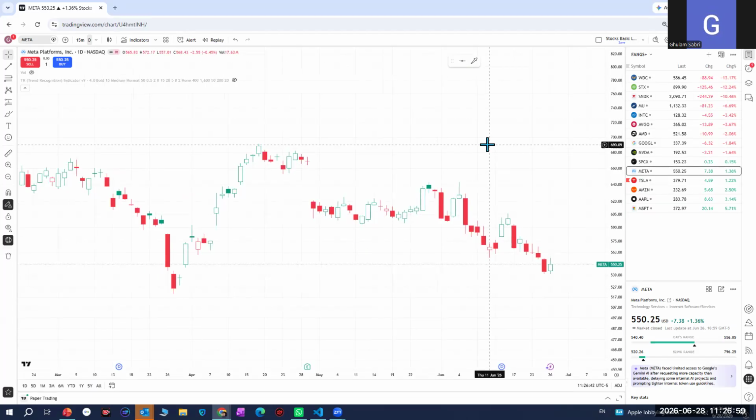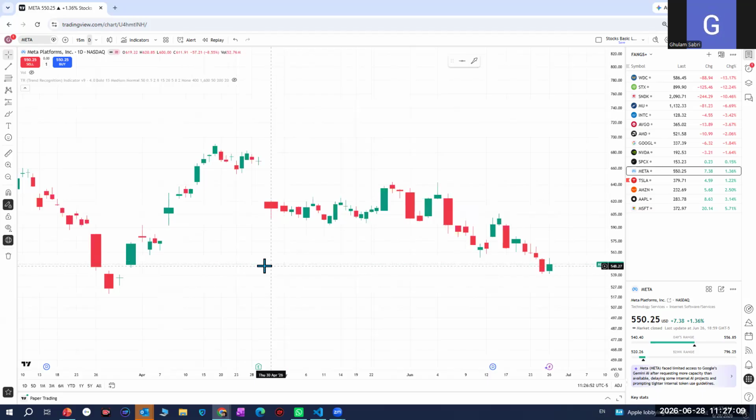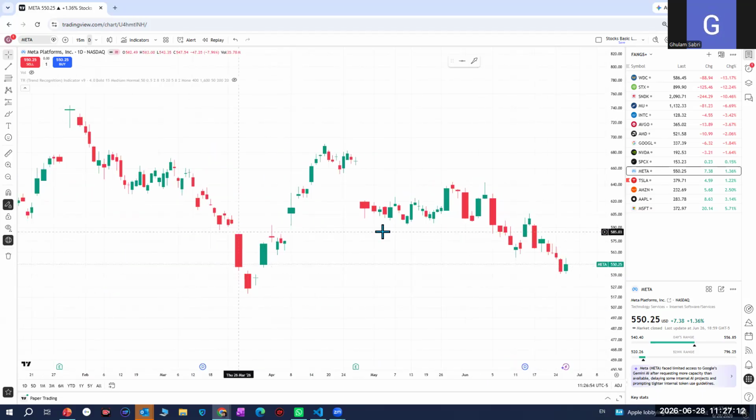So that's the difference between hollow and solid candles. Another important type of chart is the volume candle. This is also very good. Here, the size of the body tells you the volume traded. For example, this one is thicker and this one is thinner. Both are green. What does it mean? It means more volume was traded on this day than on this day and this day. Similarly, more volume was traded on this day, and this is a down day.